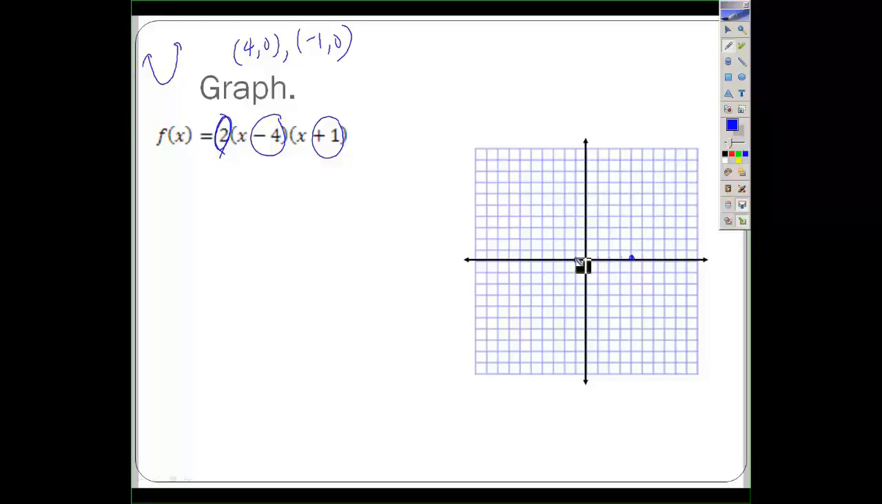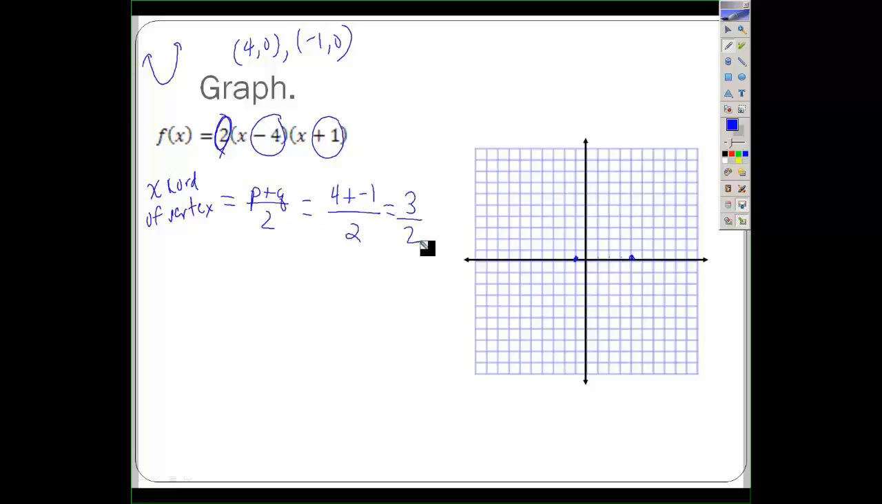And instead of just counting this time, let's do it legit. Let's find the average of p and q. This is for the x-coordinate of the vertex, and that should be equal to (p + q) / 2. So halfway in between the two x-intercepts is what that is really saying. So I'm going to take 4 plus -1 divided by 2. This time I get a fraction, 3/2. That is the x-coordinate of my vertex.